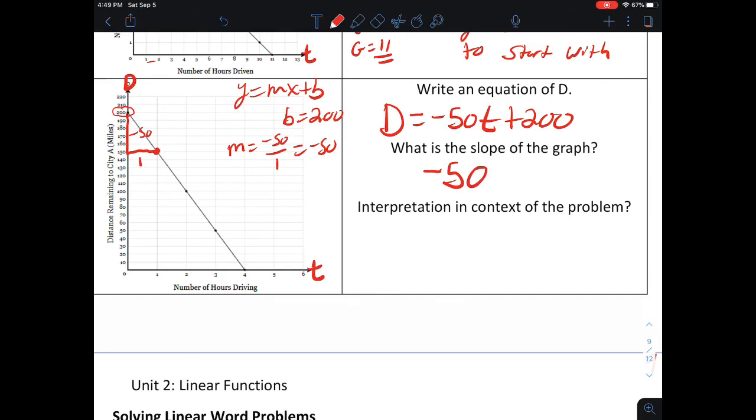Now, because it's in slope-intercept form, the slope would be negative 50. What does this mean in context of the problem? Well, the distance here that we're given is in miles, and we're driving for a number of hours. And the longer we drive, we keep deducting 50 miles for every 1 hour we drive. And so the 50 is the speed of the car. We're actually driving 50 miles per hour. So that is the speed that she's driving.